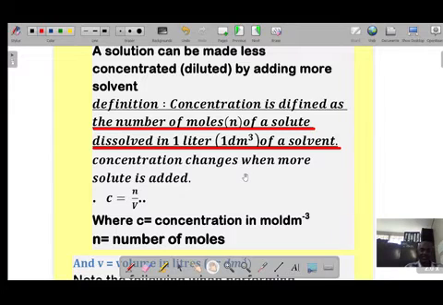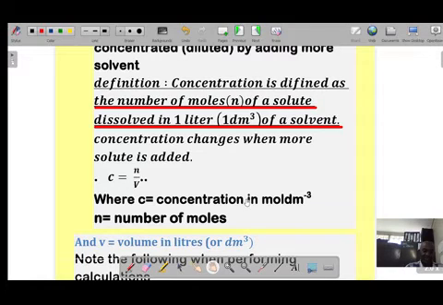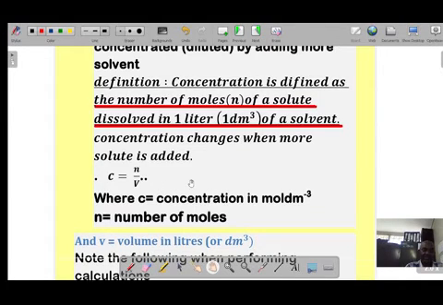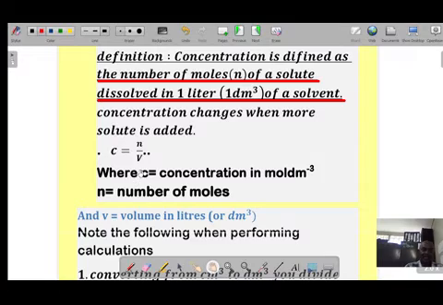Now, there's a formula which we use here to get our concentration. That is C equals N over V. If they say calculate the concentration and they give you the moles and the volume, then you can use C equals N over V, whereby N is number of moles. What about V? Volume in decimeters cubed. Don't forget the formula: C equals N over V. N is number of moles. V is volume in decimeters cubed.